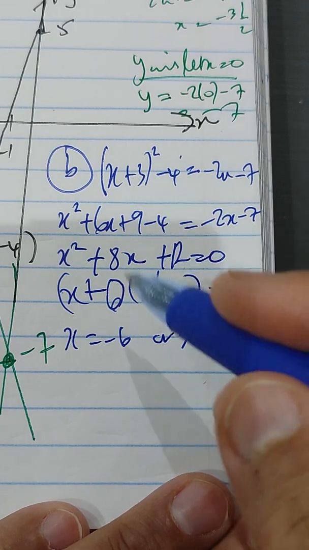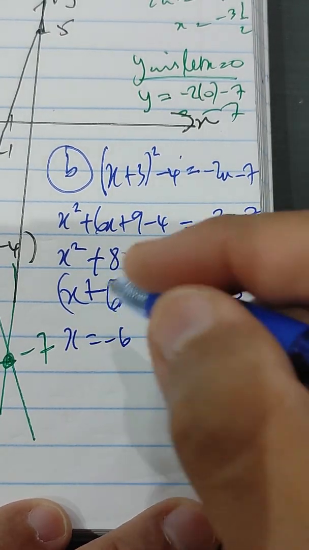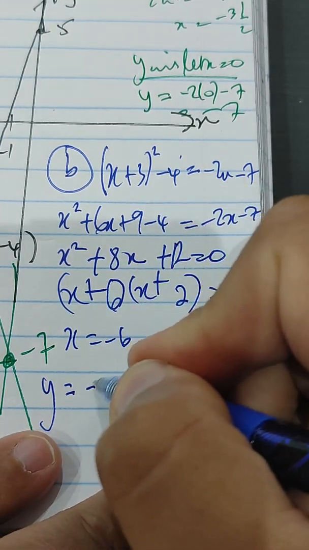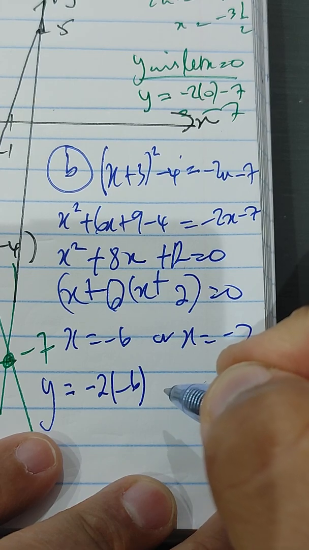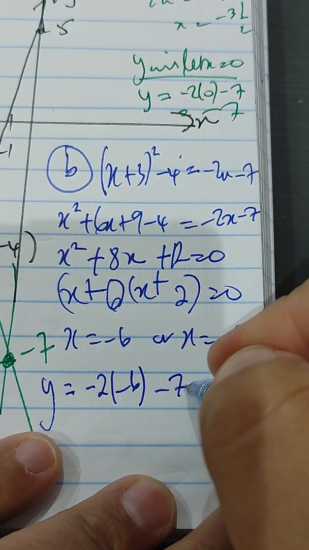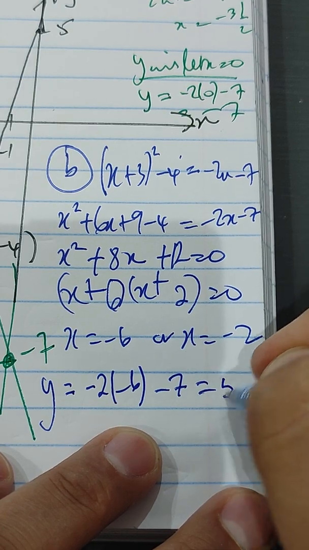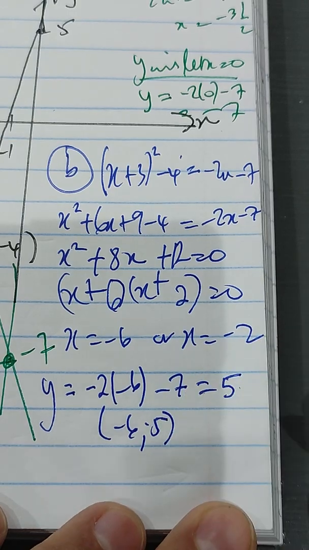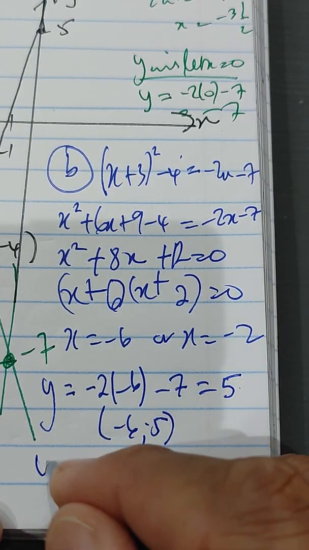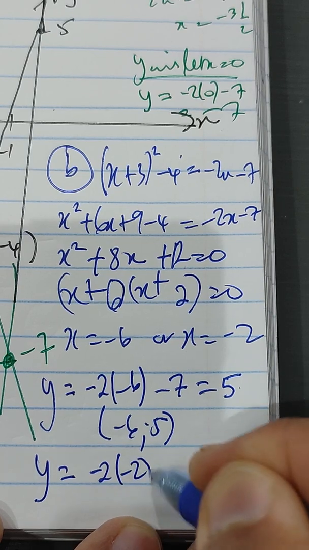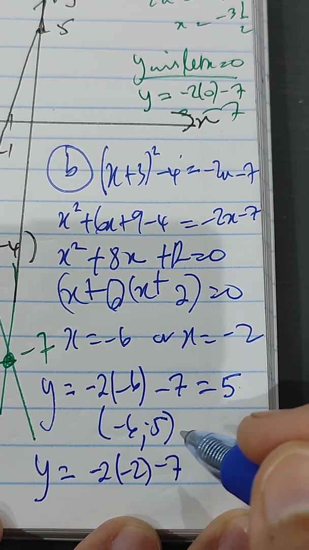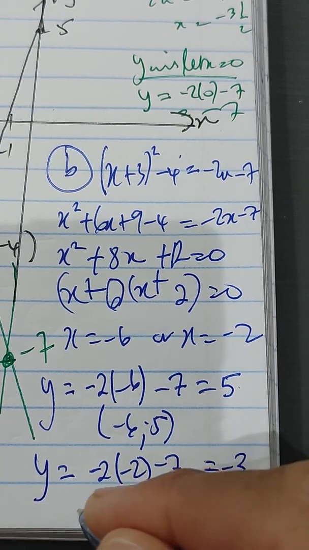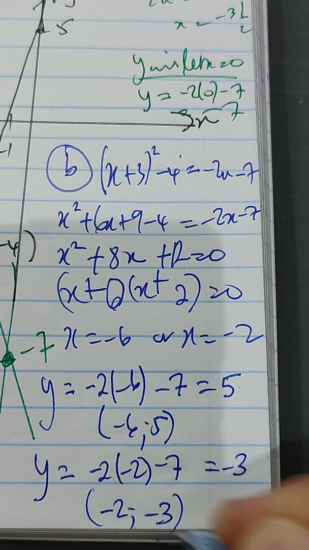Okay, so what do we do with this? We sub it back. We then either substitute into the straight line or into the parabola's equation. So y is equal to negative 2 times negative 6 minus 7. So it's going to be 12 minus 7, which is 5. So this one point is negative 6 and 5. The other one, we have y is equal to negative 2 times negative 2 minus 7. So it's going to be positive 4 minus 7, which is negative 3. So this point is going to be negative 2 and negative 3.